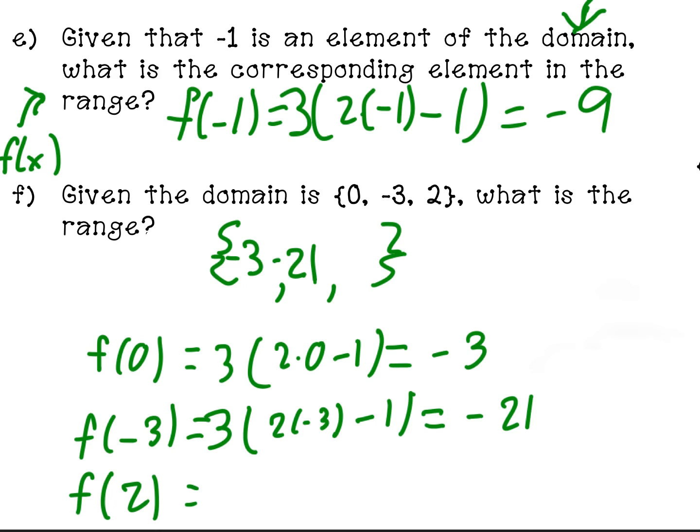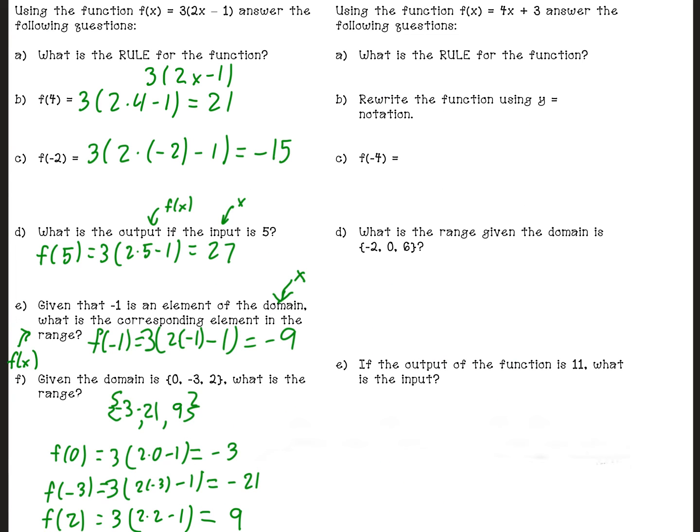Now, for the last bit of our domain, we're going to do f of 2. Well, 2 times 2 is 4, minus 1 is 3. If we multiply that whole quantity by 3, we get positive 9. So, our range is the set of numbers negative 3, negative 21, and 9. Remember, whenever we have a set of numbers for our domain or range, we have to use these brackets. Now, pause the video and try the last example on your own before playing the video.